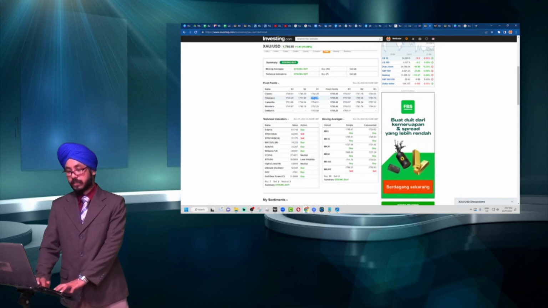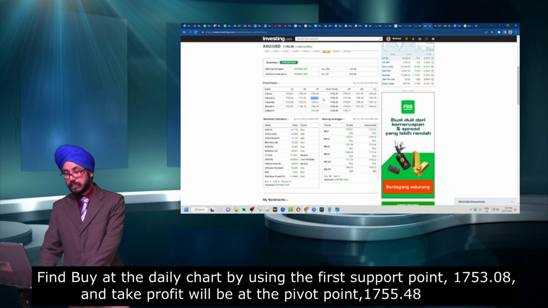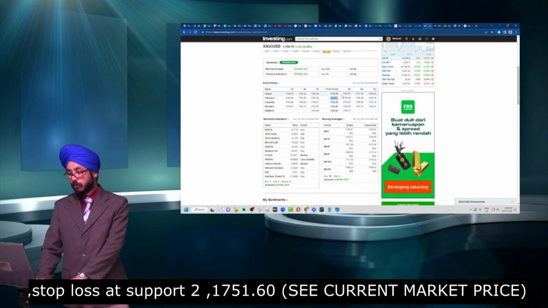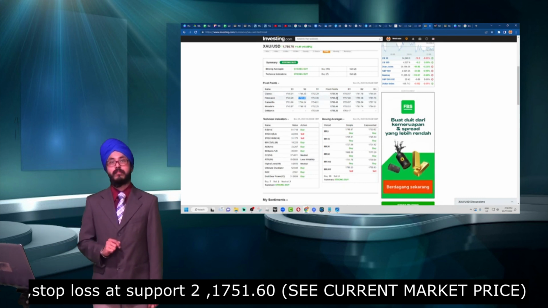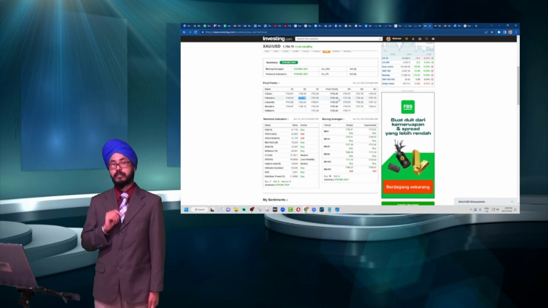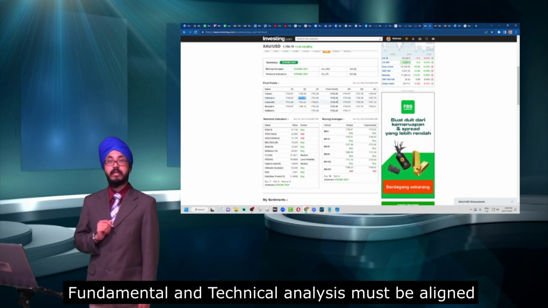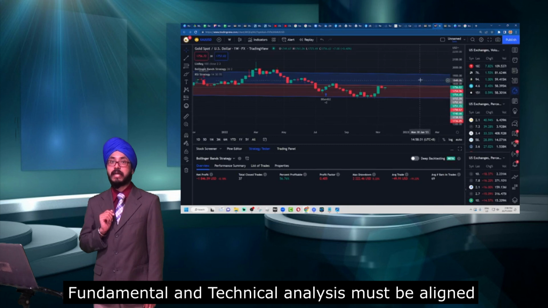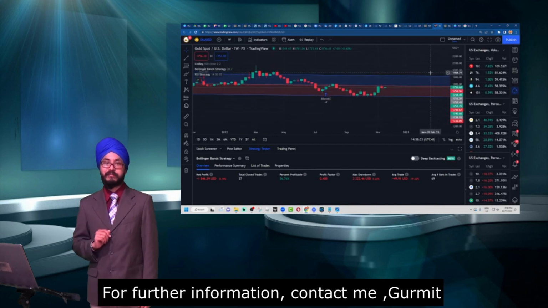What we can do is look at our daily, place our entry at 1753.08, take our profit at the pivot point, which would be 1755.48, and our stop loss would be at 1751.60. This strategy has a percent profitable of actually winning of about 80 to 85%. It is very important to ensure that the fundamental analysis and the technical analysis are aligned.